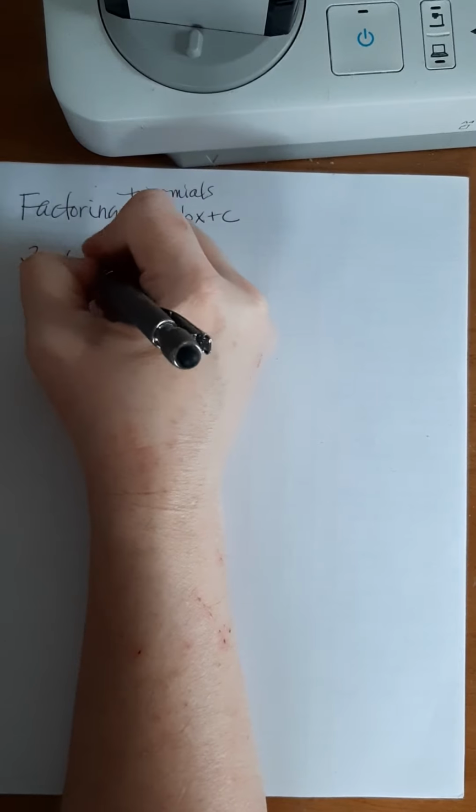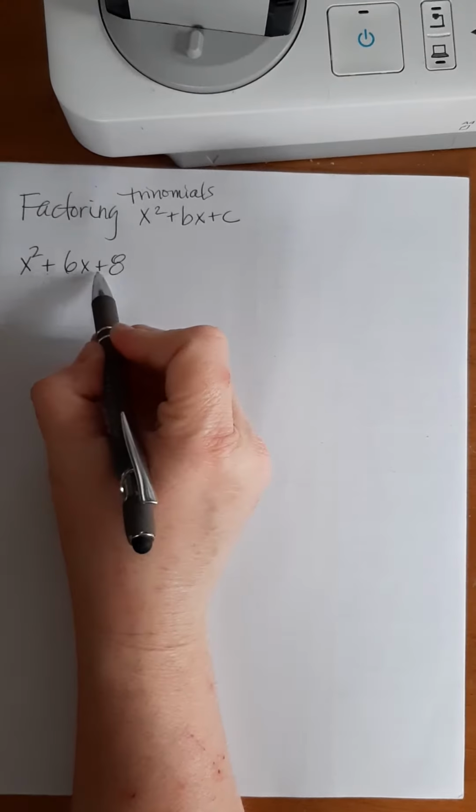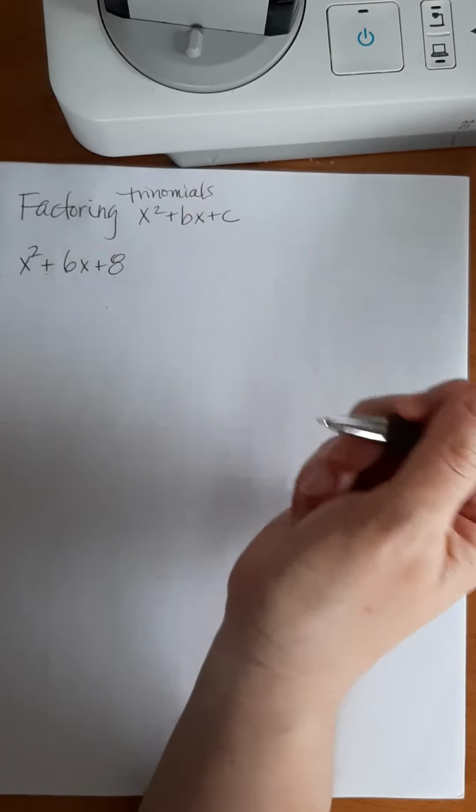Let's say I had x squared plus 6x plus 8. In other words, two plus signs or two addition signs. What you're doing is trying to do like a reverse FOIL.